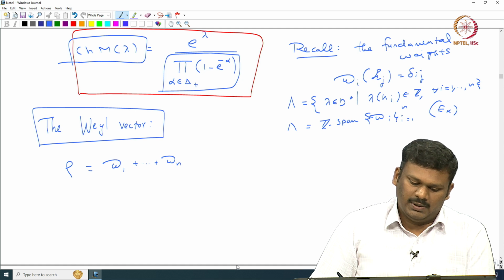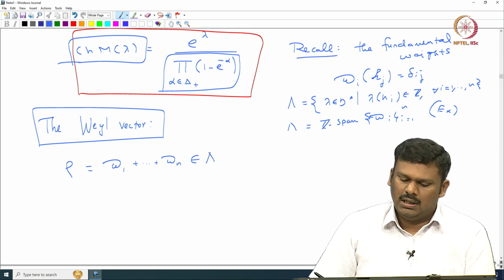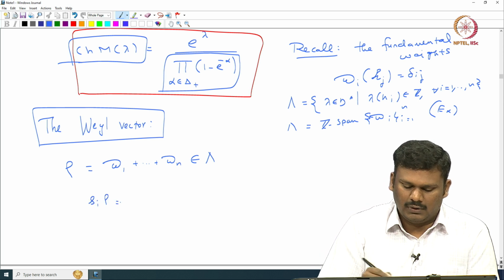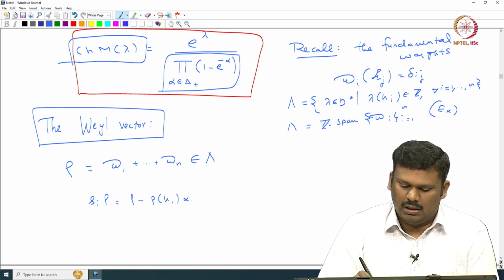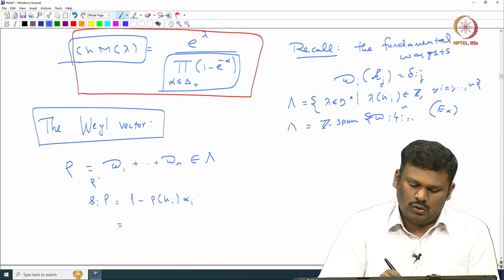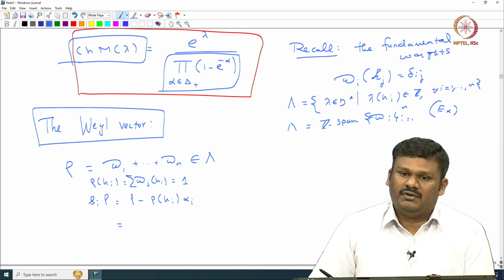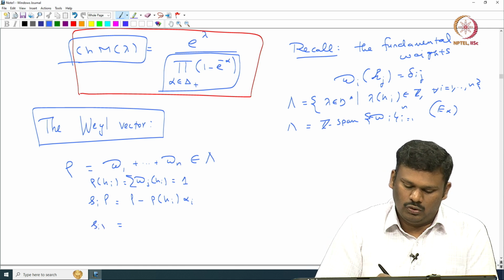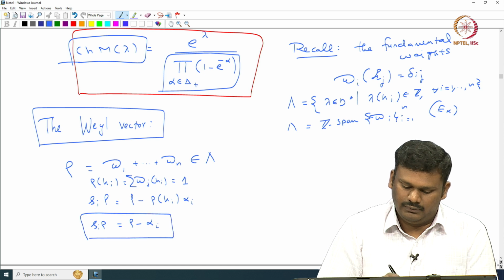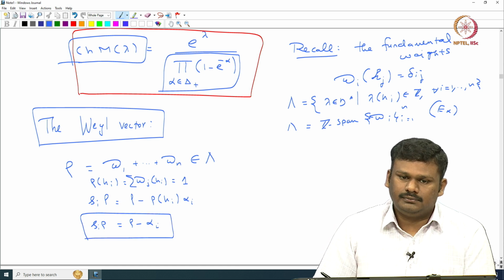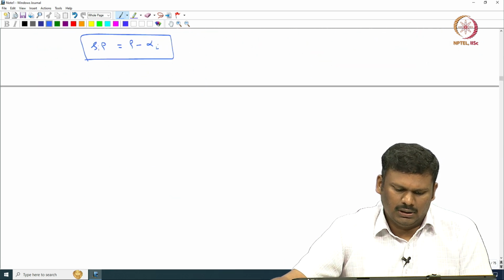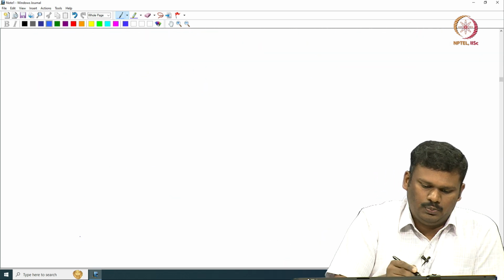So, now you have this particular element rho inside your weight lattice. That is called the Weyl vector. What is special about this Weyl vector? If I apply the simple reflection s i to rho, then this is just rho minus rho of h i alpha i. Then if you think about it, rho of h i is nothing but the summation of omega j of h i, and omega j of h i is delta i j. So, this is exactly 1, whenever j equals i, you get 1. Then s i of rho is nothing but rho minus alpha i. So, this is the important observation.